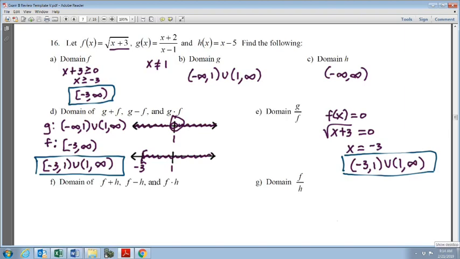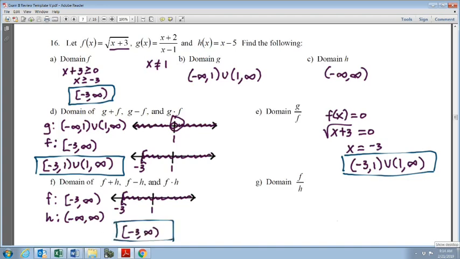Alright, so let's look at F now. So the domain of F is negative 3 to infinity. The domain of H, I'm going to go ahead and graph that one. The domain of H is all real numbers. So what do these two sets have in common? Well, negative 3 to infinity is in both sets, so that's what they have in common.